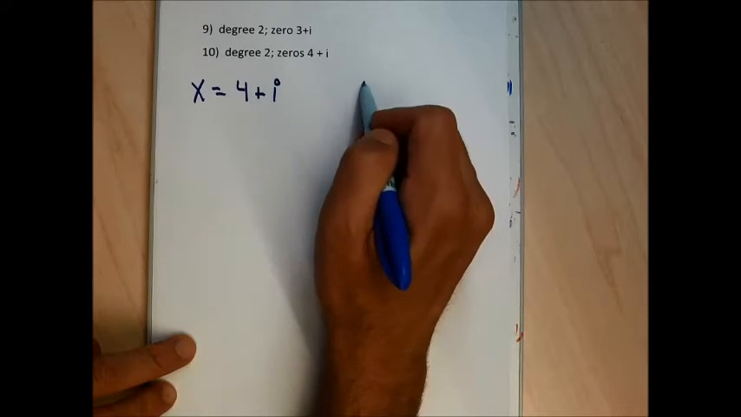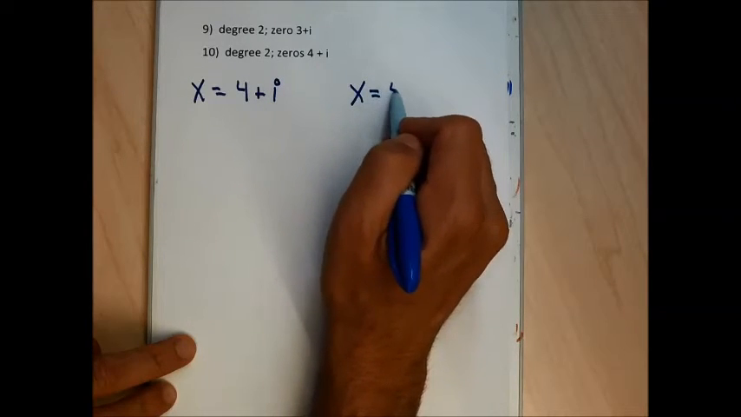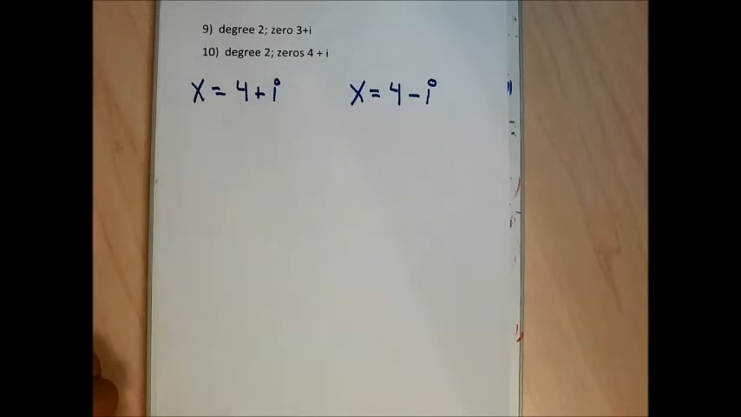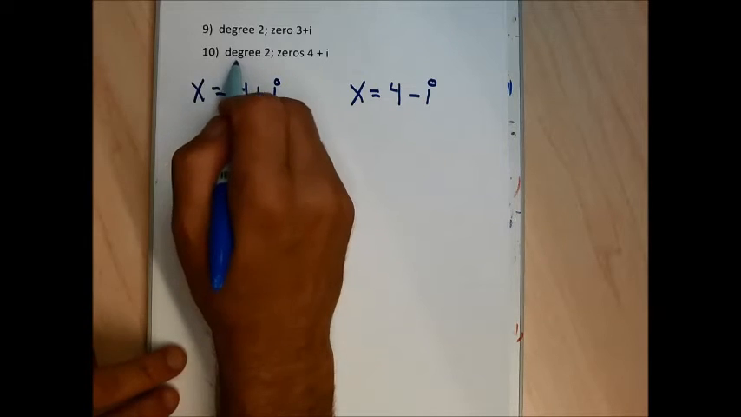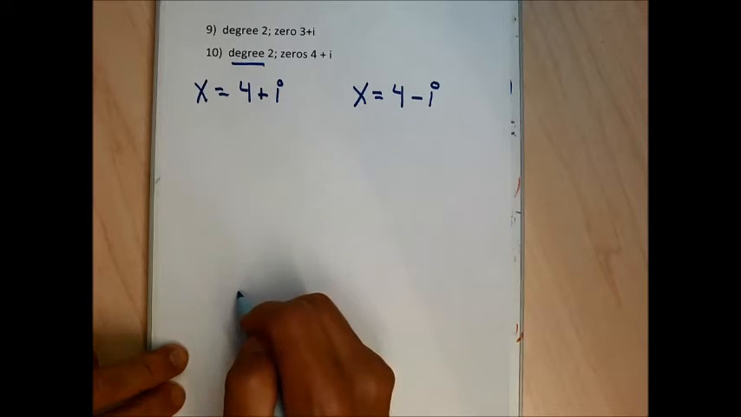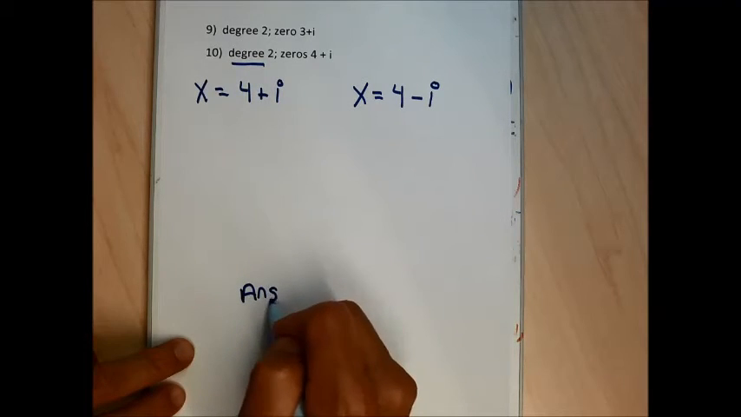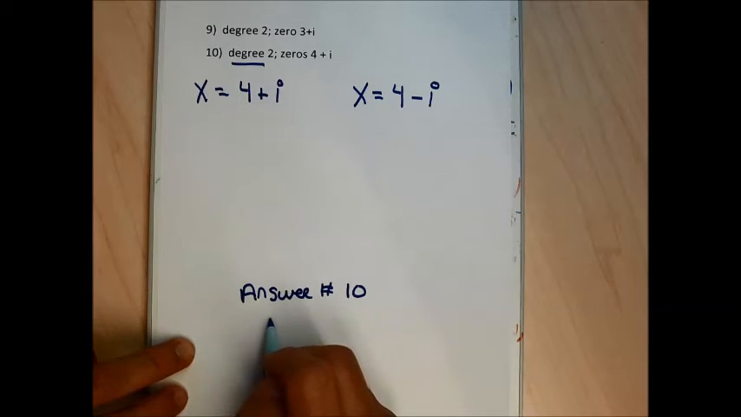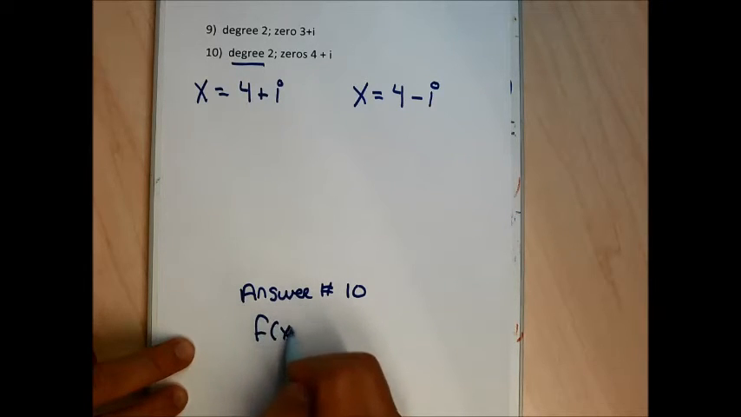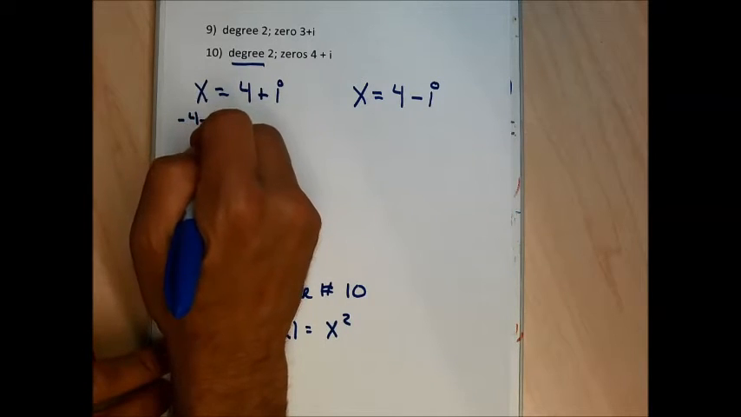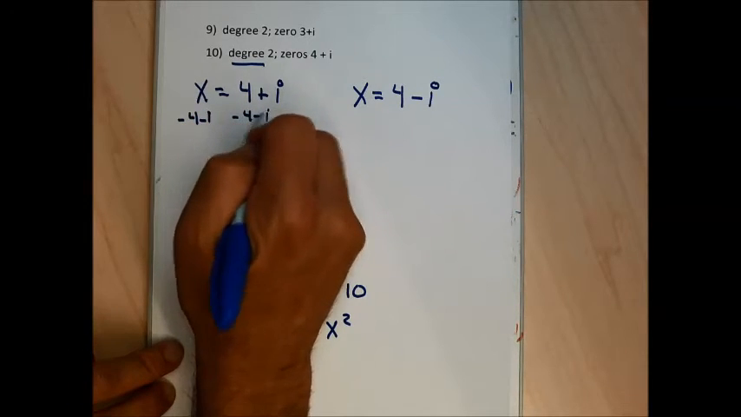Zeros with i's come in pairs, and you get the pair by changing the sign of the i, not changing the sign of everything. So my zeros for number 10 to create my second degree polynomial are going to be x equal to 4 plus i and x equal to 4 minus i. My answer for number 10 is going to have an f of x equal to x squared, and then some junk after the x squared. To figure out what goes after the x squared, I have to multiply 2 factors together.